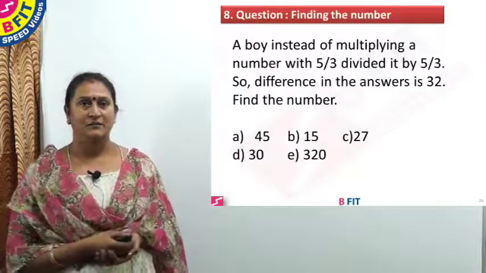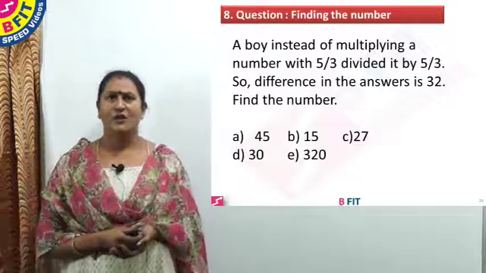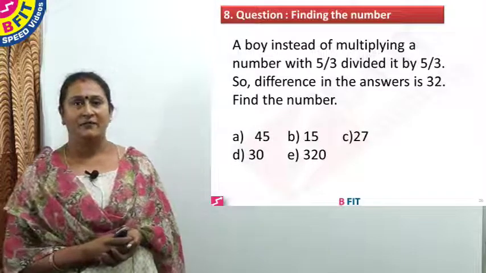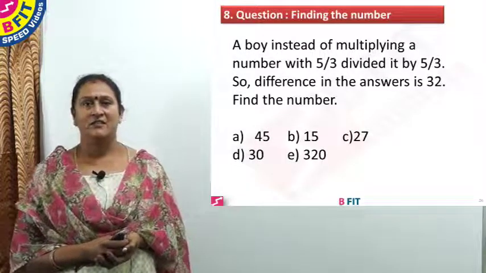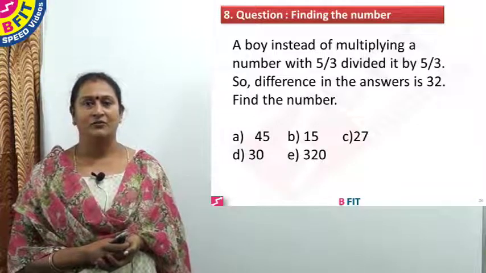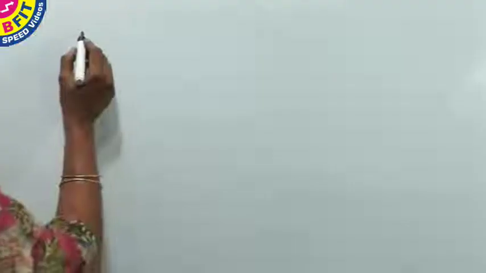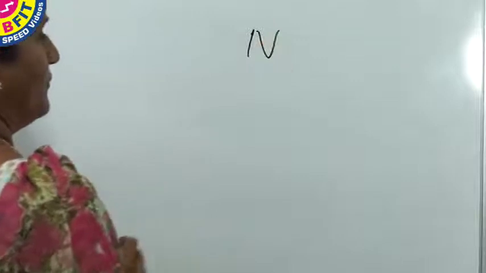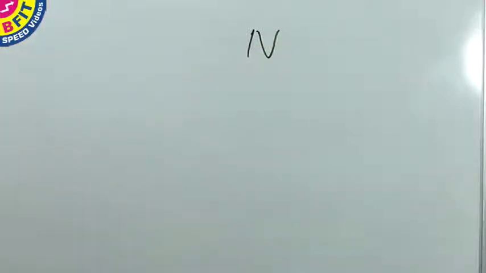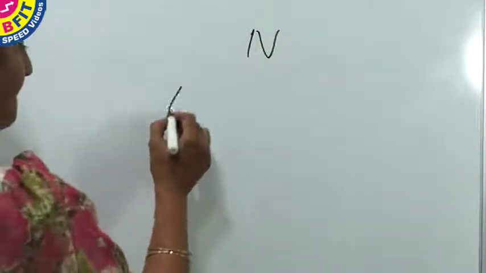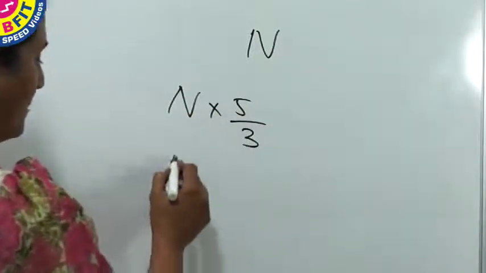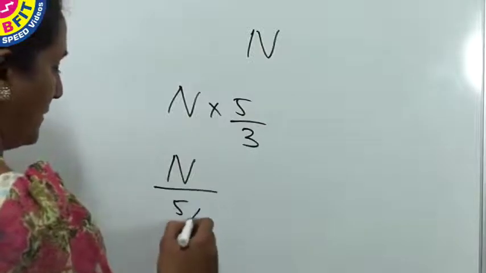Question number 8. A boy, instead of multiplying a number by 5 by 3, divided it by 5 by 3. The difference in the answers got was 32. Find the number. So let the number be n. Instead of multiplying this by 5 by 3, this number was divided by 5 by 3.